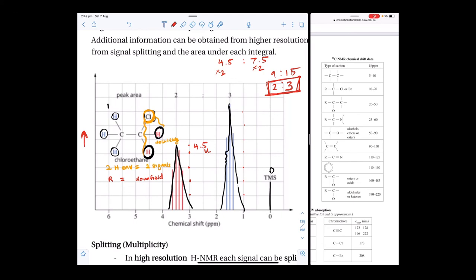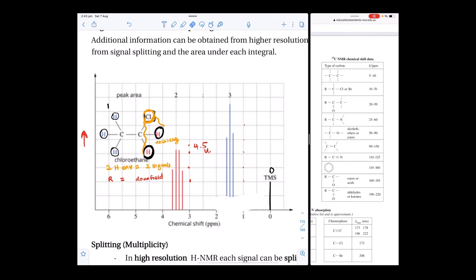It could be this compound has 9 hydrogens attached to, you know, one atom, not carbon, but, and this could have 15 hydrogens. So the point I'm trying to make here is all you get from the height of the peaks is the relative number of hydrogens in each environment. Okay, good. All right, now let's talk about splitting.